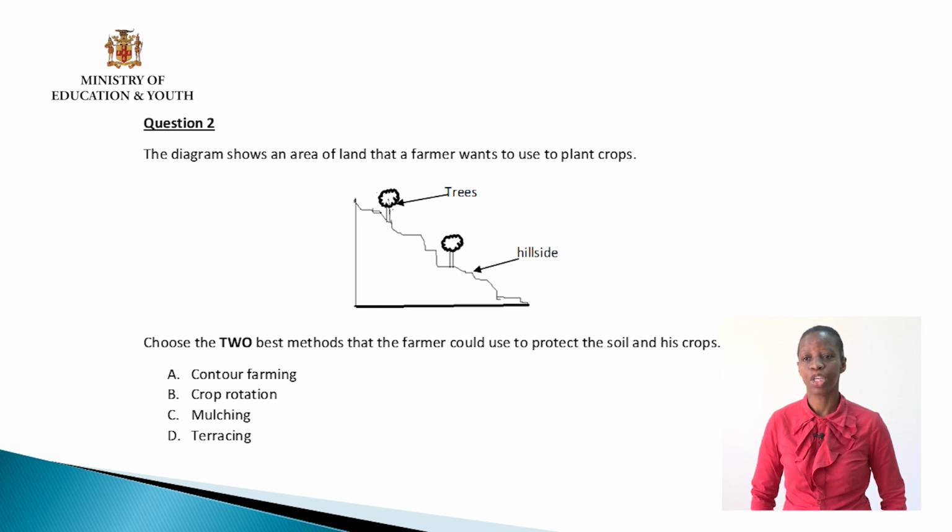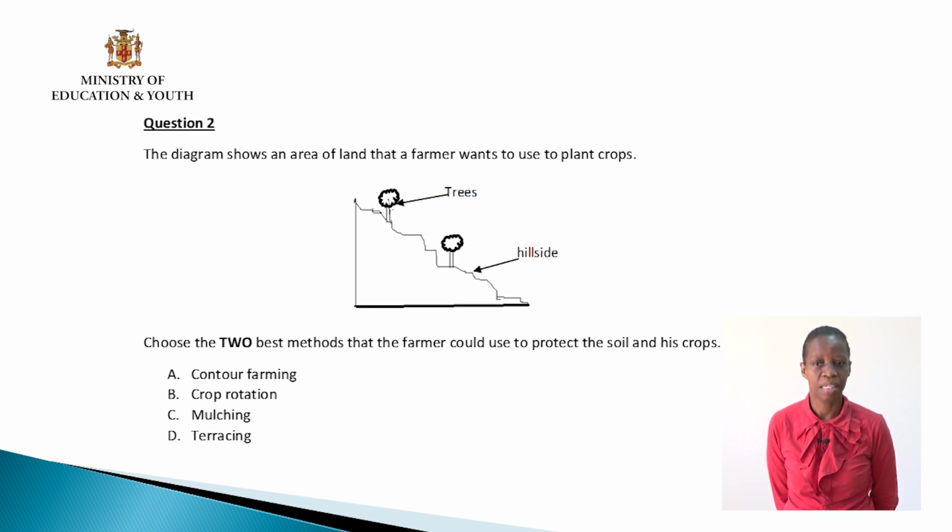All right, so it means that you would need to remember how we protect the soil, what sort of farming practices we should use, all right, to prevent things like erosion and soil degradation, all right? So let's look at our options. We have contour farming, crop rotation, mulching, and terracing.